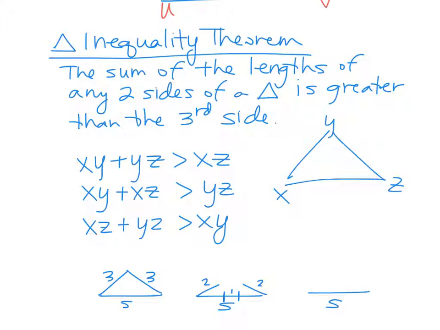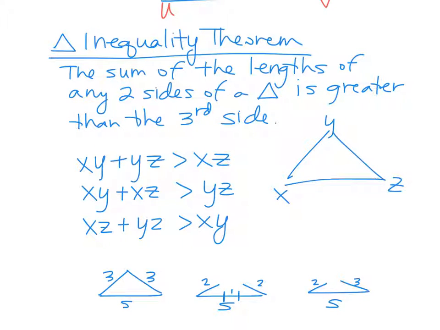If this is 5, and this is 2, and this is 3, if I lay those flat, they'll meet up. Does that make a triangle? No. So you have to be able to add two sides together and make it more than the third side by itself, or they won't ever make a triangle.